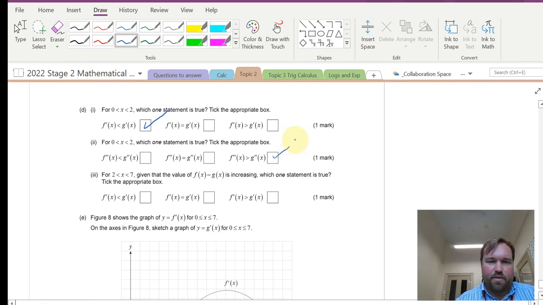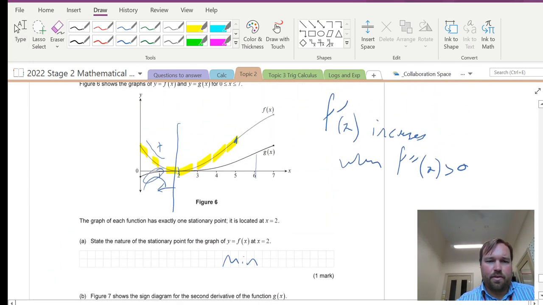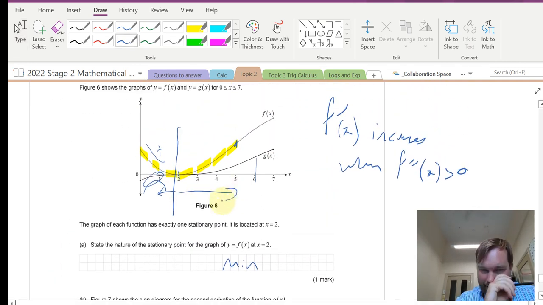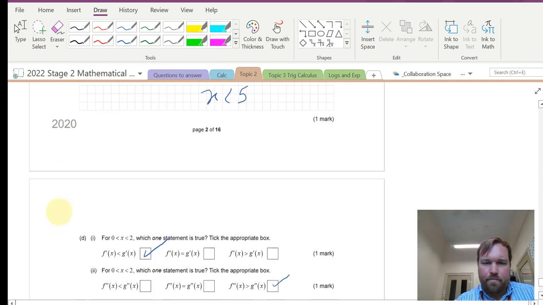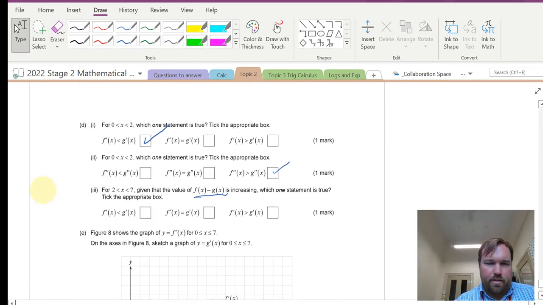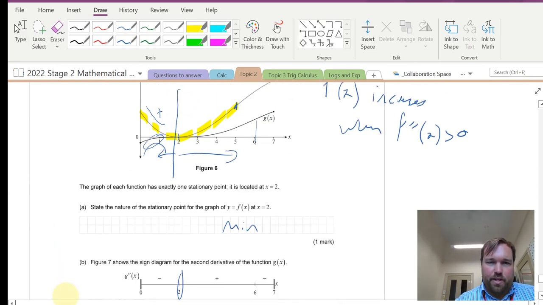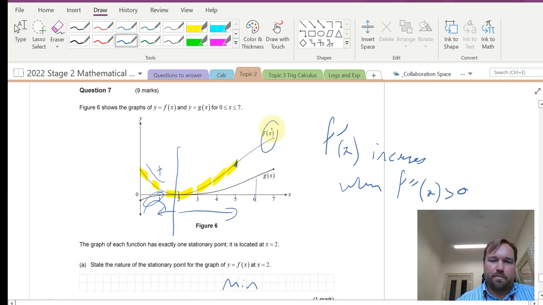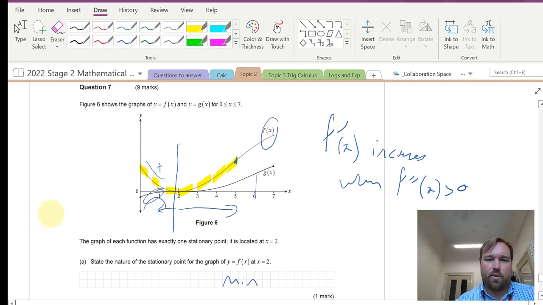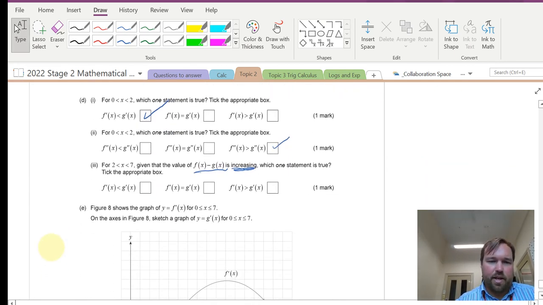7. Given the value f of x or g of x is increasing, which one statement is true? All right, so the graphs are being separated over 2 to 7. So now we're looking here, and we can see they are getting bigger. They're both positive, but f dash x must be more positive because it's increasing away from g of x. F dash x is more true.